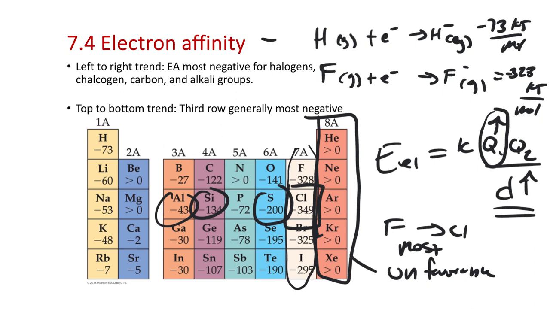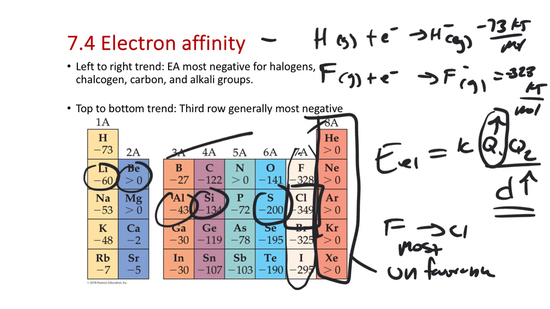So the noble gases have nowhere to put an electron other than a higher energy subshell, so it's really unfavorable. So we reset our electron affinity: most favorable for the halogens, least favorable for the noble gases. And then we go between being negative and then unfavorable and then increasing in favorability.